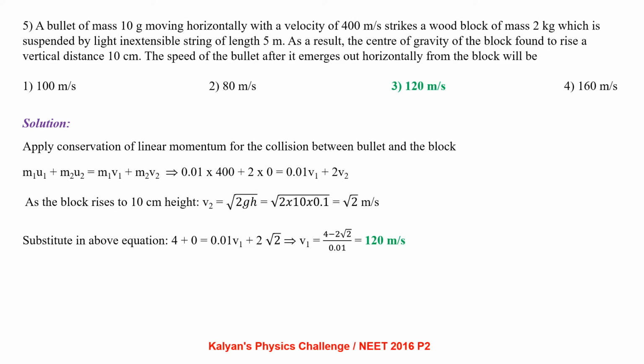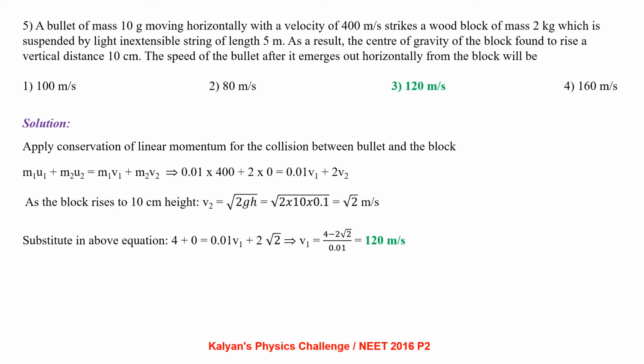A bullet of mass 10 gram moving horizontally with a velocity 400 meter per second strikes a wooden block of mass 2 kg, which is suspended by a light inextensible string of length 5 meter. As a result, the center of gravity of the block is found to rise by a distance 10 cm.